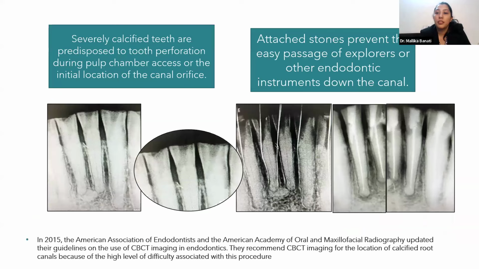So now coming down to these kinds of cases, severely calcified teeth are predisposed to tooth perforation during pulp chamber access or initial location of the canal. Attached stones actually prevent the easy passage of explorers and endodontic instruments down the canal. So this is the case that I was particularly talking about. This has been my case. It had been referred to me.